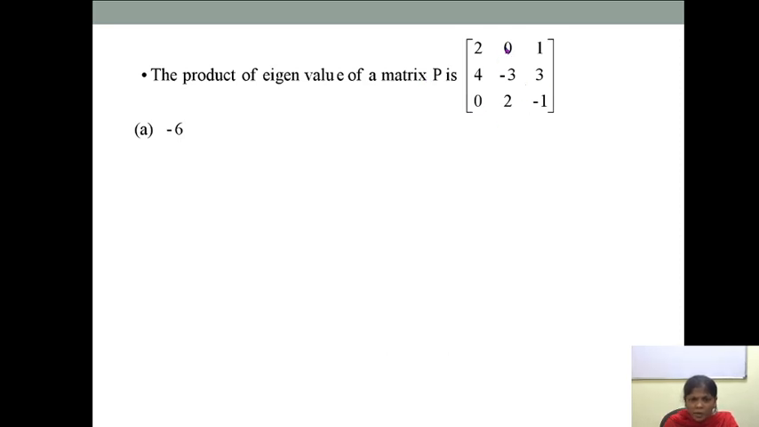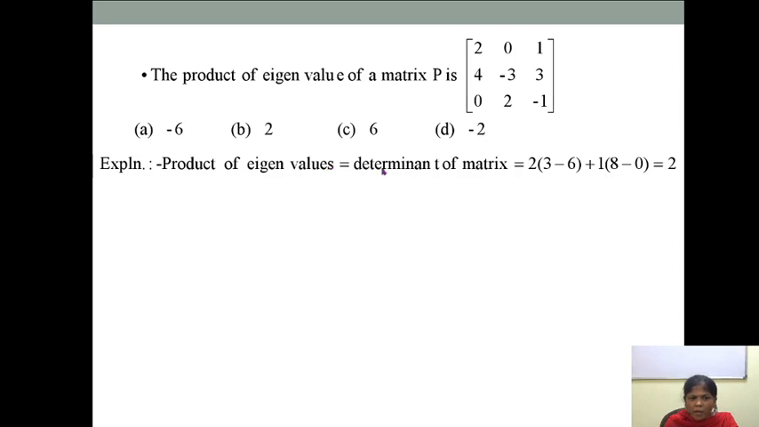What is the reason? Because here I am finding two zero elements, and whenever we have zeros in a matrix, it is very easy to simplify. So we will go for the next option, that is, the product of eigenvalues is the determinant. Simply and quickly find the determinant of this, and you will get it as 2. Hence the correct option is option B.